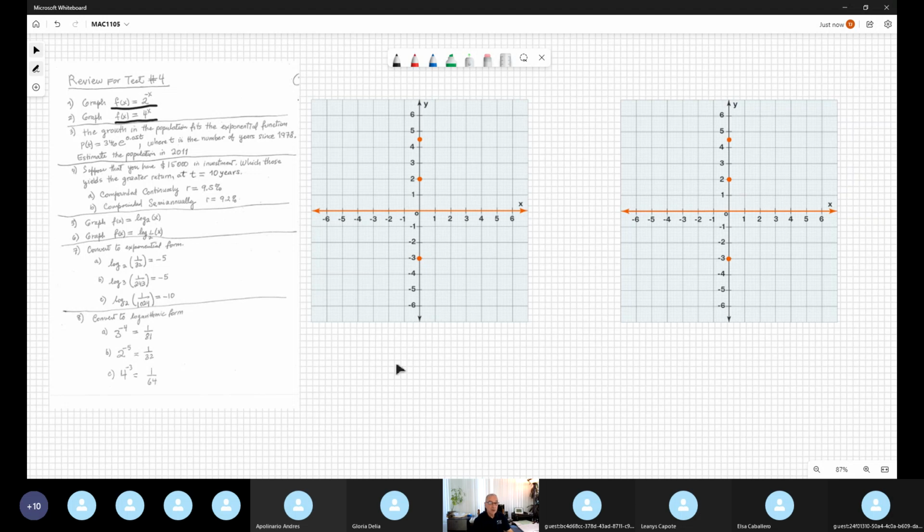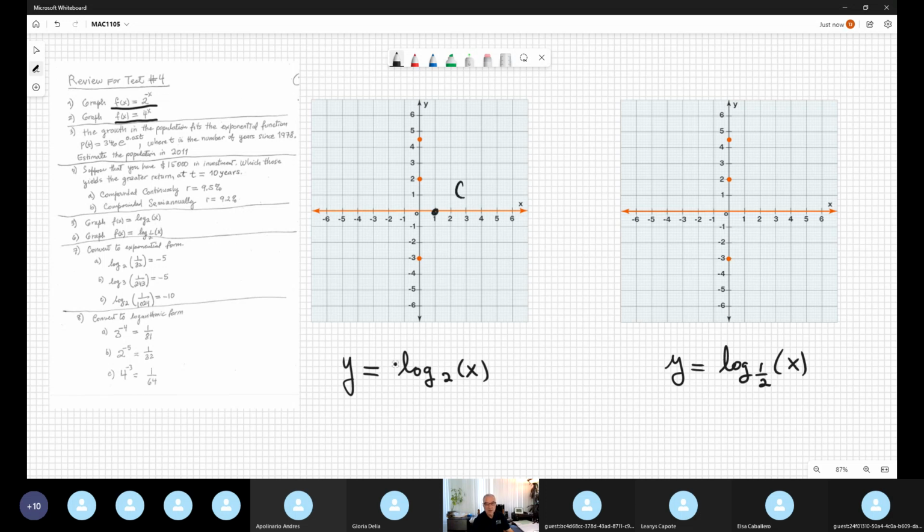Okay. The first is the function y equals logarithm base 2 of x. Oh, this is super easy. And the second is logarithm base 1/2. Wow, this is a little bit more complicated. But no big deal. So now, remember, for logarithmic functions we have the universal point, which is the point (1,0).